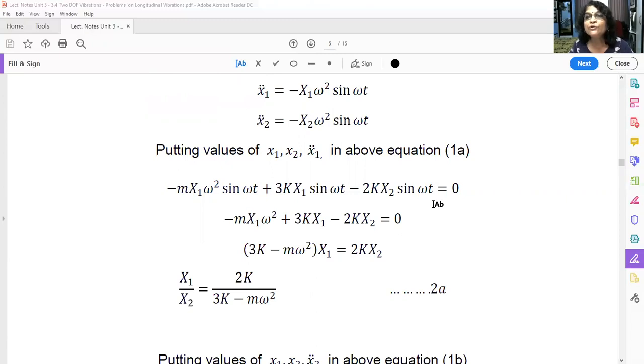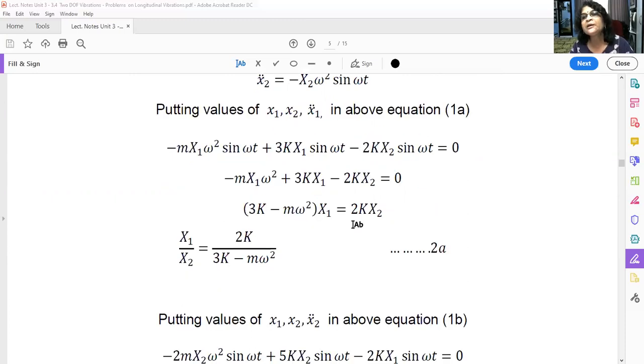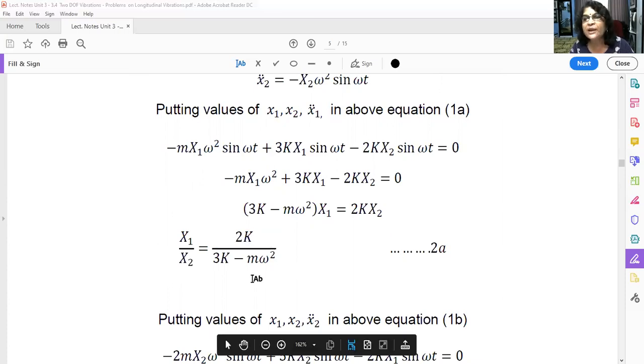Now how to simplify it? See, sin omega t is present in every term, so let us cancel it. So what is remaining now? Minus m X1 omega square plus 3k X1 minus 2k X2 is equal to 0. So we have to write this equation as something into X1 is equal to something into X2, because we want to write X1 upon X2. So what did we get? X1 upon X2 is equal to 2k upon 3k minus m omega square.